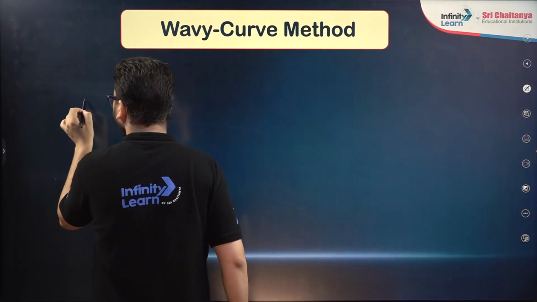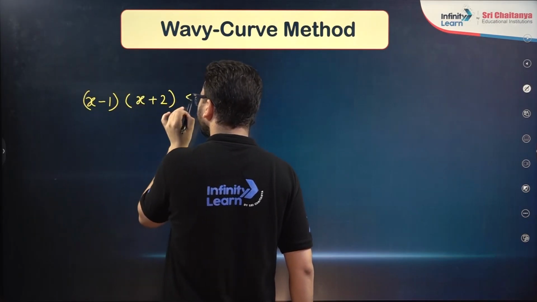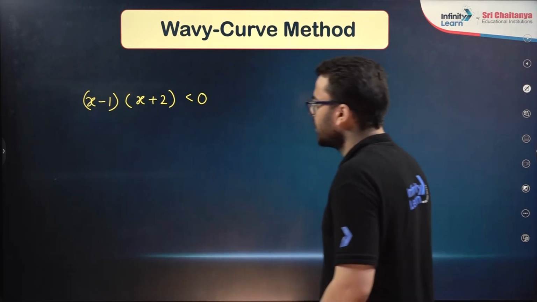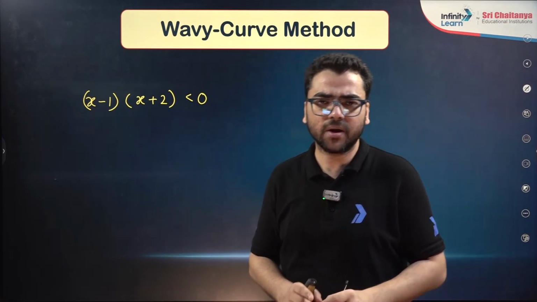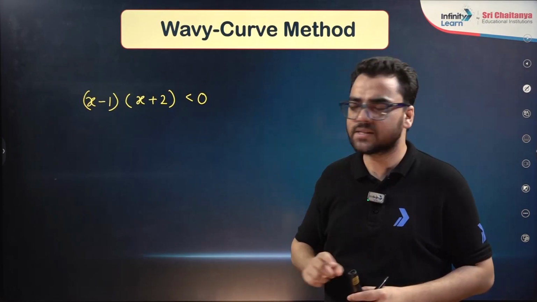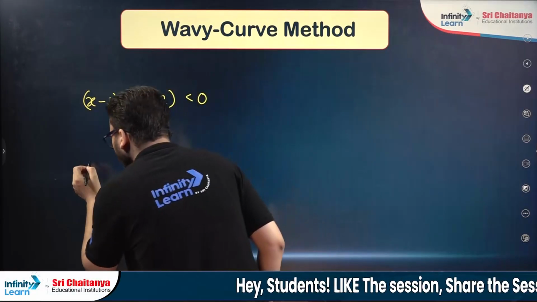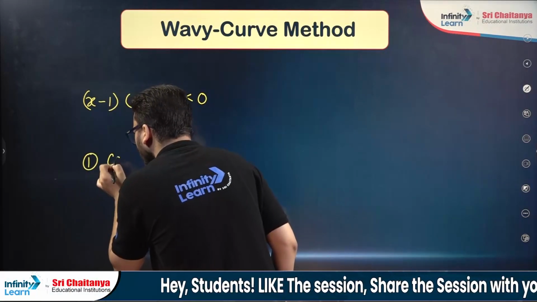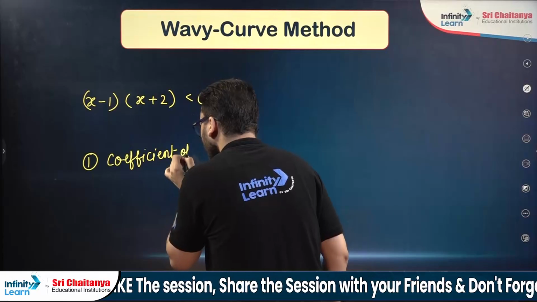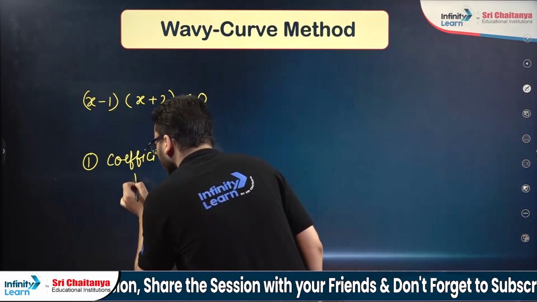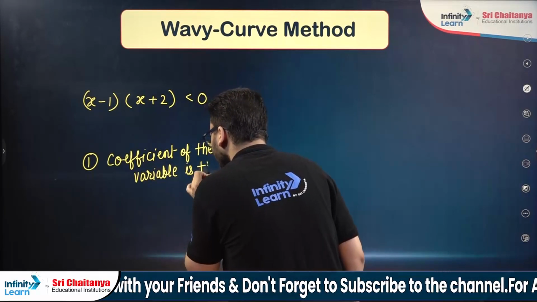So for example, you have got something like this, x minus 1 and then x plus 2, and I want to do less than 0. Something like this. So whenever you start with inequalities using Wavy Curve method, two things you have to make sure. First thing is coefficient of the variable must be positive.